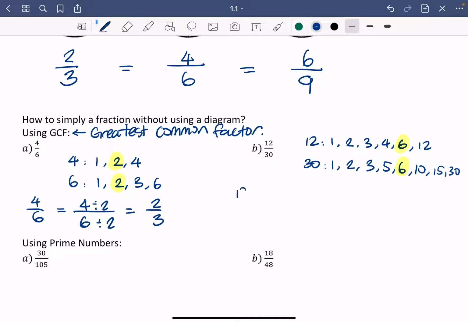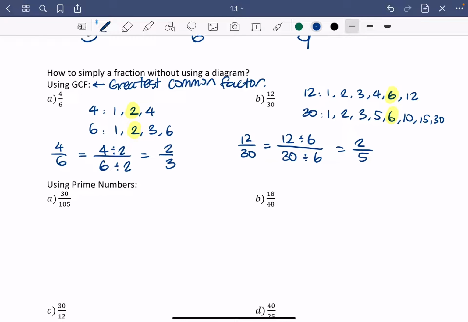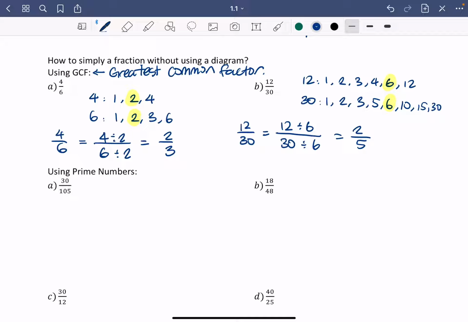So now we can divide both the top and the bottom by 6. And so 12 divided by 6 is 2. 30 divided by 6 is 5. And we've reduced our fraction to 2 over 5. We've simplified our fraction to 2 over 5. Okay? All right.